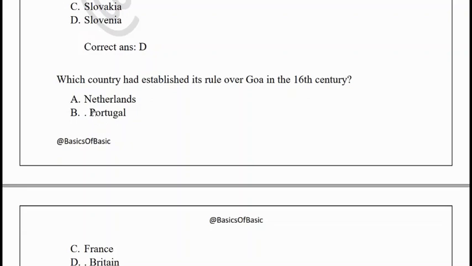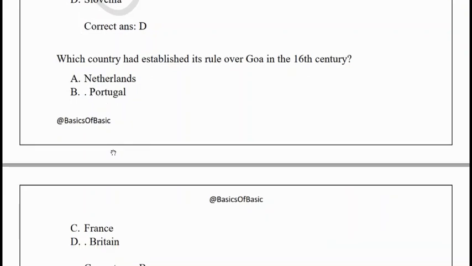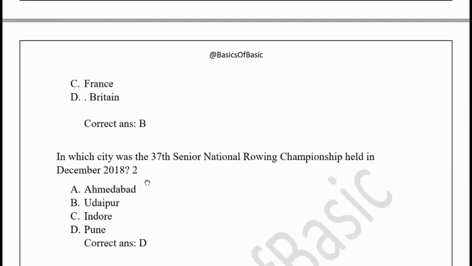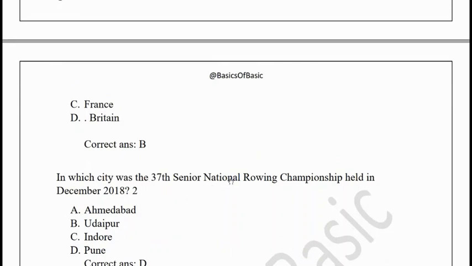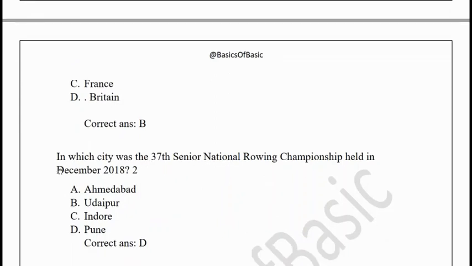Which country had established its rule over Goa in the 16th century? So Goa, most of you will have the answer as Portugal. So the answer is Portugal. In which city was the 37th Senior National Rowing Championship held in December? See, everything, the month also has been present. So it was in Pune.